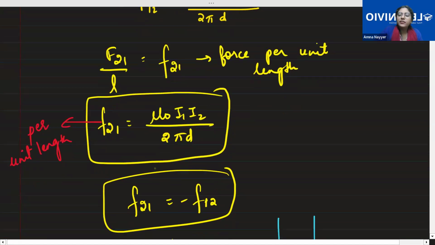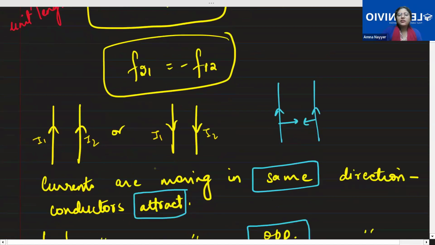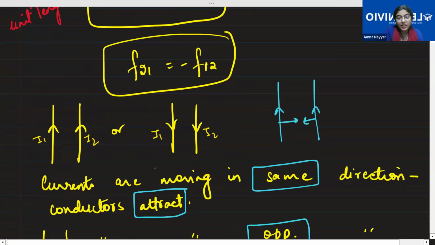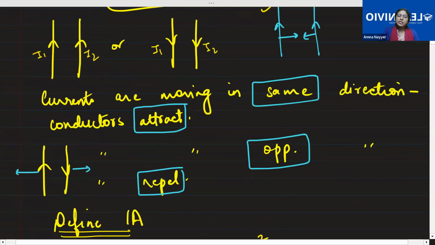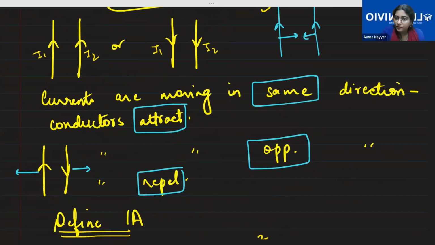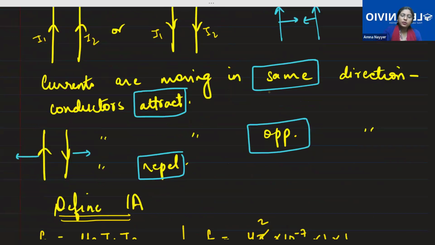Now how to identify the direction? See, if the currents in the wires are flowing in the same direction, they attract each other. Both of the wires will be moving towards each other like this. Look at this figure. So this way you can predict the direction in which one wire will move due to the other. And if they are flowing in opposite directions, meaning one up and the other down, then they repel each other. That's one thing that you need to remember.